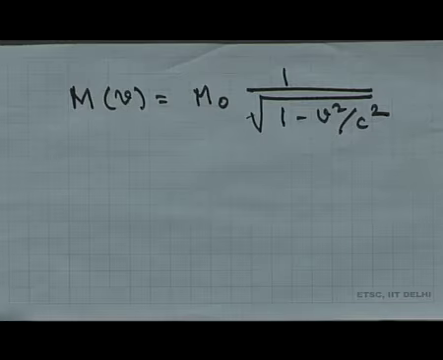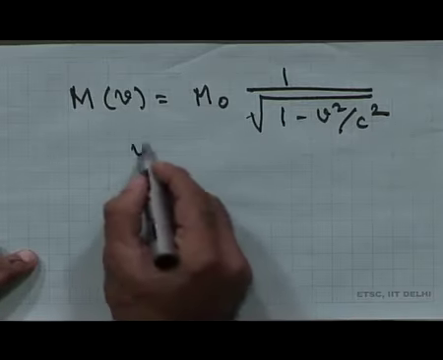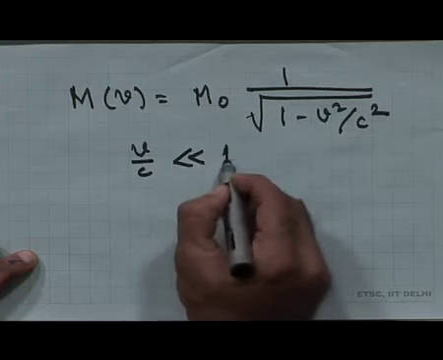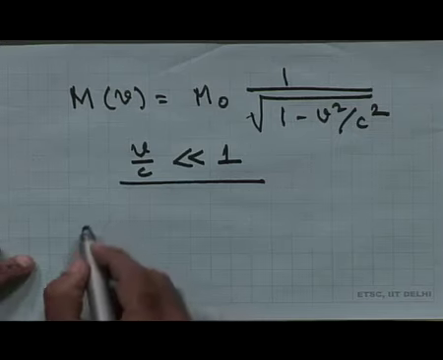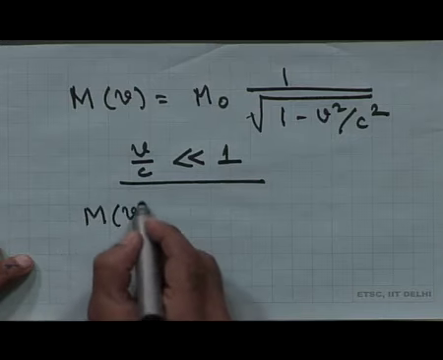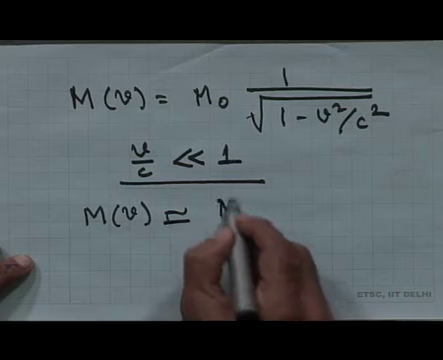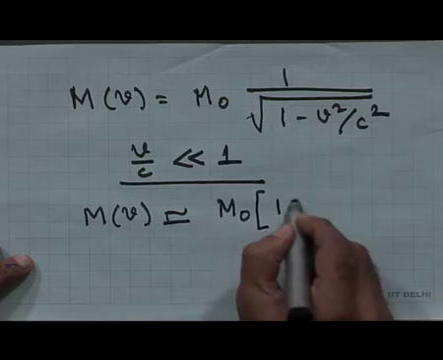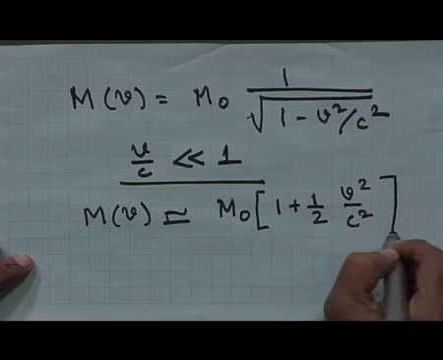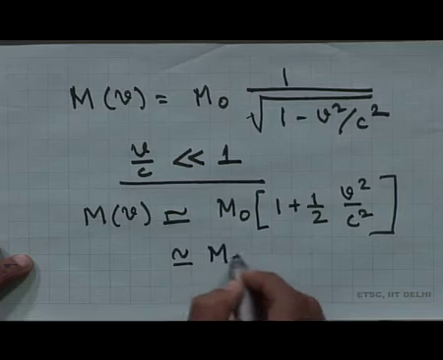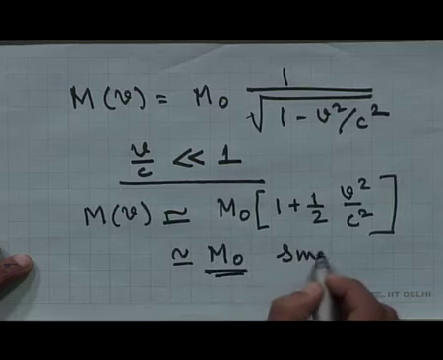Now, if v is very small, what does v much less than c mean? V by c is much, much smaller. Even the earth, which is going around the sun with a very, very great speed, even for that v by c is very, very small. You can verify that. Speed of the earth is about 30 kilometers per second or whatever. You can make a binomial expansion, and what do you get? You get m of v is approximately m naught into 1 plus half v squared by c squared, which is roughly m naught for small v by c.